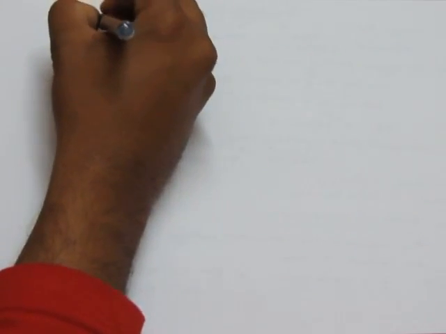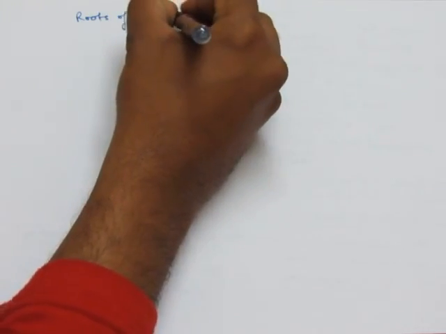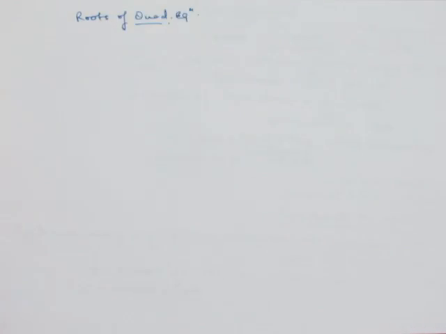Hello everyone. We were about to start roots of quadratic equation. So we saw in the last class what we mean by roots of a quadratic equation. The values of the variable satisfying a given quadratic equation are called roots of a quadratic equation.